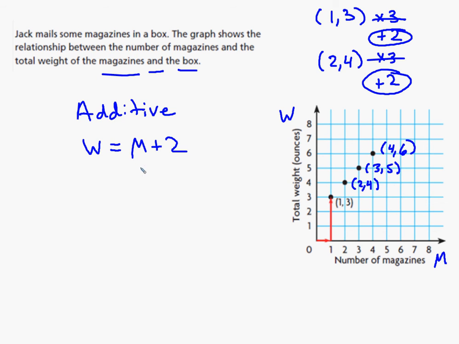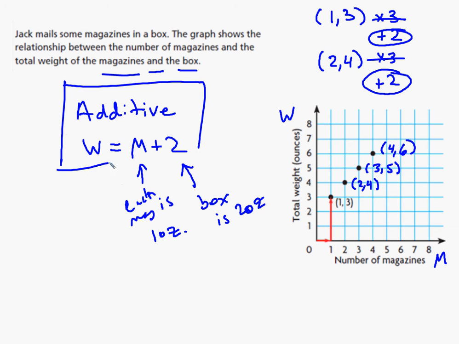Now what this tells me is that each magazine is 1 ounce, and then the box is 2 ounces. So every time I add a magazine, I add another ounce to the weight, but this plus 2 that I add in every single situation is the weight of the box. So that's how you would translate that rule into understanding it in real life.